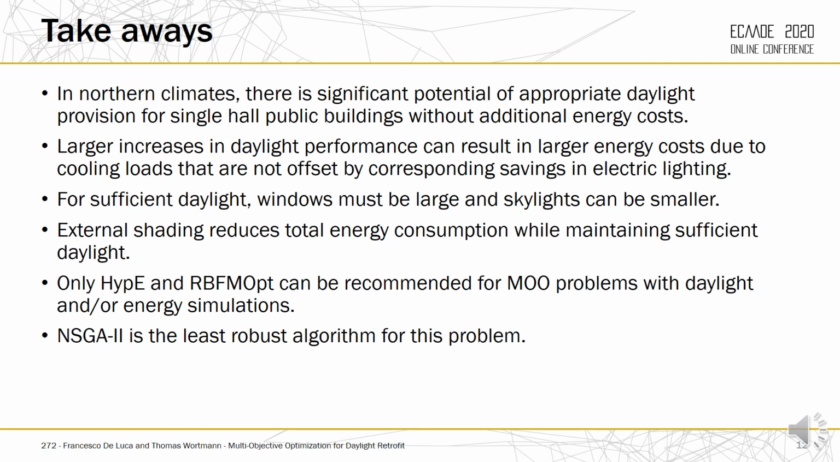In conclusion, the research outcomes are: in northern climates, there is significant potential of appropriate daylight provision for single-floor public buildings without additional energy costs. Larger increases in daylight performance can result in larger energy costs due to cooling loads that are not offset by corresponding savings in electric lighting. For sufficient daylight, windows must be larger and skylights can be smaller. External shading reduces total energy consumption while maintaining sufficient daylight.